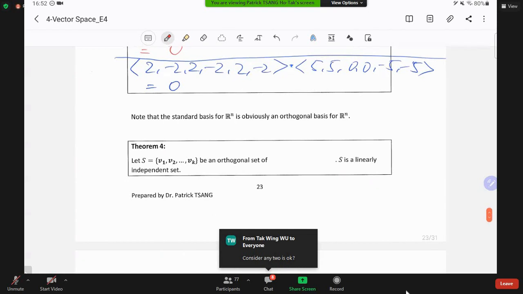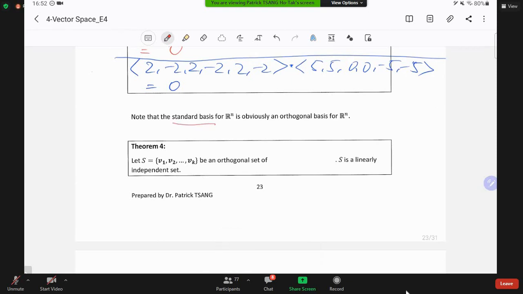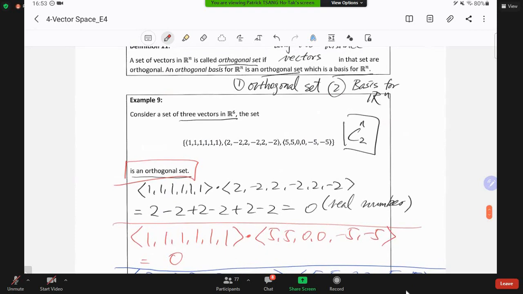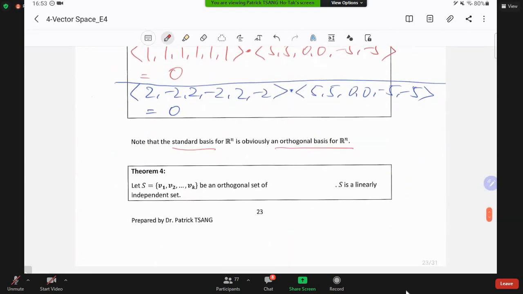Now I would like to consider a particular basis, which is called the standard basis. Standard basis, you know the actual meaning, right? In the last subsection, around the end of the subsection about basis. Obviously, it is also an orthogonal basis. For an orthogonal basis, do remember you need to check 2 things: an orthogonal set as well as a basis for the general Rn space, and you can see that the standard basis falls into these 2 categories.